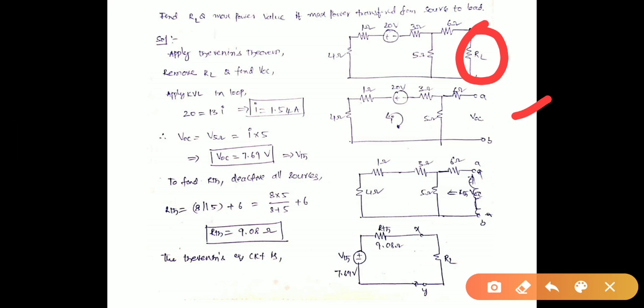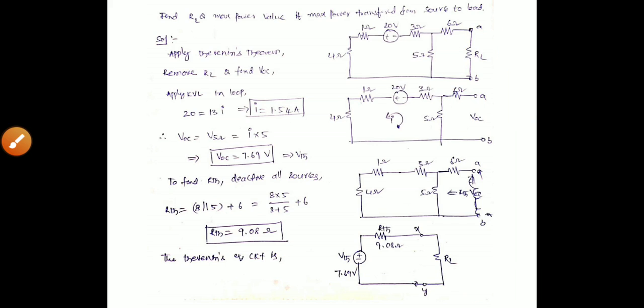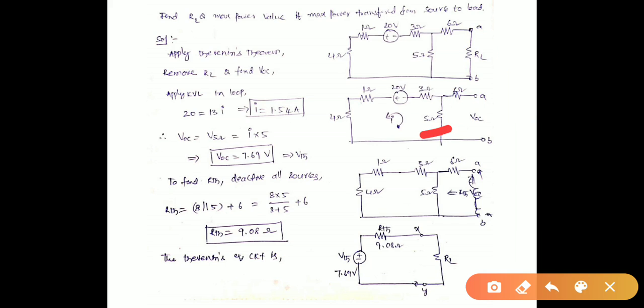From the figure, the VOC is nothing but the voltage across the 5 ohm resistance, since there is no current flowing in the 6 ohm, it is acting as a dummy. There is no use of the 6 ohm resistance. So we have to find the voltage across the 5 ohm resistor. To find that, we need the current in that 5 ohm branch. Therefore, to find the current, we apply KVL in the loop.